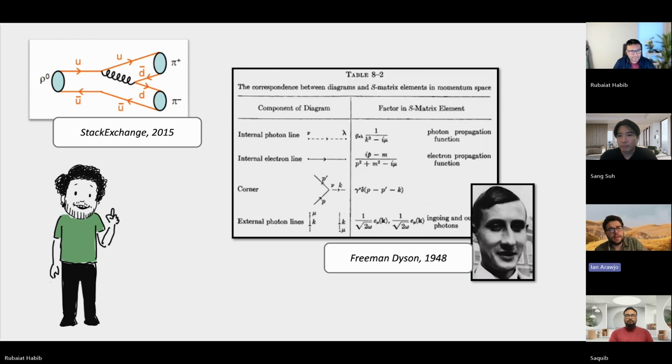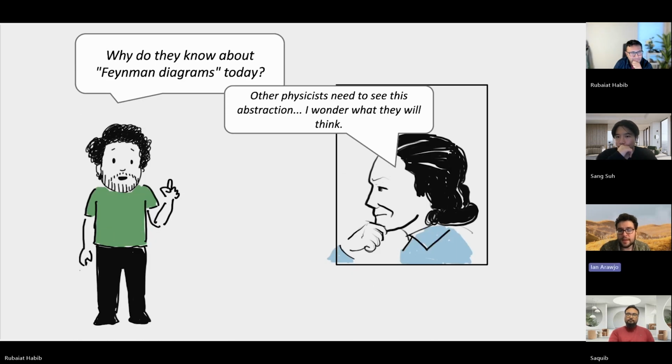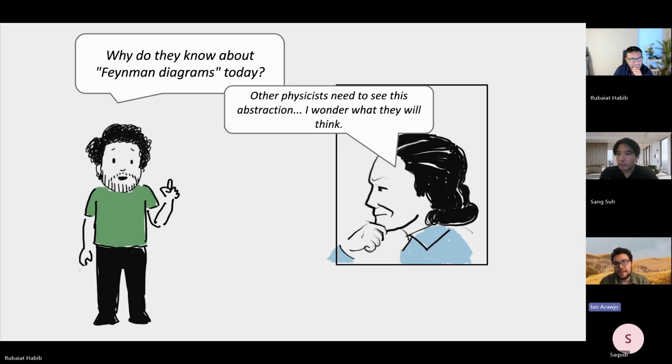For instance, the squiggly line here between the U and the D are terms that Feynman himself would not have used. In fact, this entire diagram might make no sense to Feynman if we go back to our universe in the 1940s. So let's go to our alternate universe Feynman and ask that in his universe, why do they know about Feynman diagrams? So it turns out that Feynman was thinking here, looks like he's thinking, and he wonders how other physicists will take his dynamic abstraction.